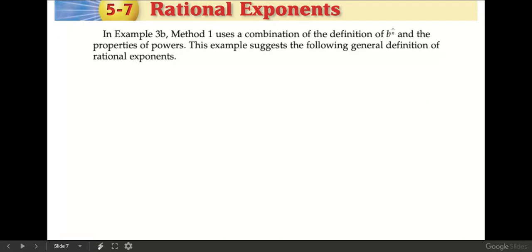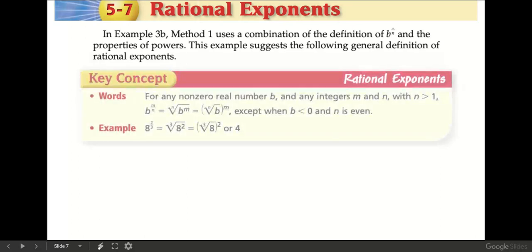So in example 3b, method 1 uses a combination of the definition of the exponent, b to the 1/n, and the property of powers rules. This example suggests the following general definition for rational exponents. For any non-zero real number b and any integers m and n, with n greater than 1, b to the power of m over n is equal to the nth root of b to the m power, which is equal to the nth root of b, to the power of m.